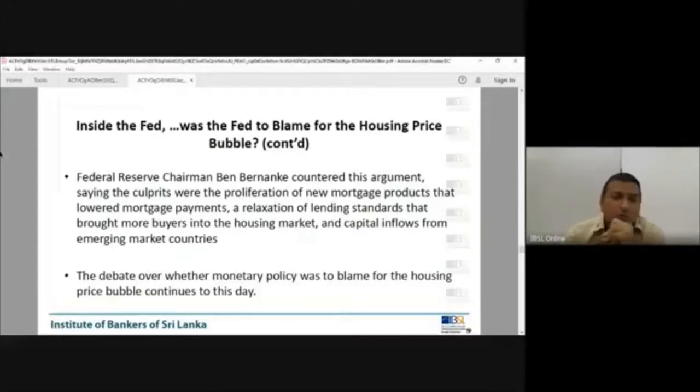So that brought in more buyers, and then capital inflows, as we were mentioning, from emerging market economies, from East Asia, the Asian countries, the Middle East, Africa, Europe, Latin America, all moving in and buying assets in the US. So these were to blame, is the argument that Chairman Bernanke has brought in. Whether monetary policy was to blame for the housing bubble, even up to today, it's not resolved. So some argue for, some argue against.